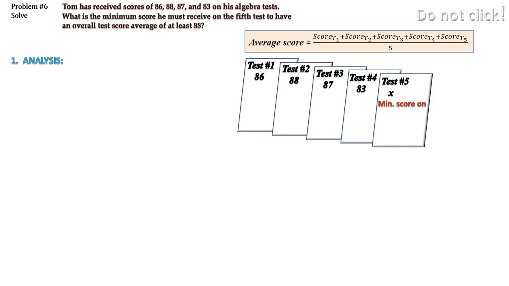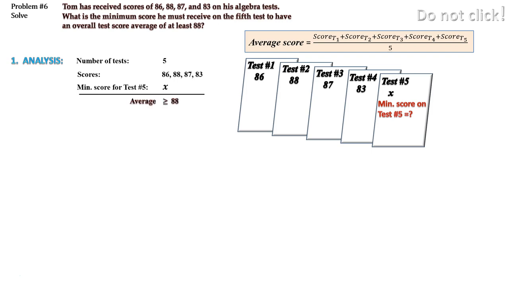Analysis. We are looking for the minimum score for test number 5. The total number of tests is 5. The scores for the first 4 tests are 86, 88, 87, 83. And we are looking for the score for test number 5. This is why we have to mark this as an X. Now, we know from the problem that the average is supposed to be greater or equal to 88.